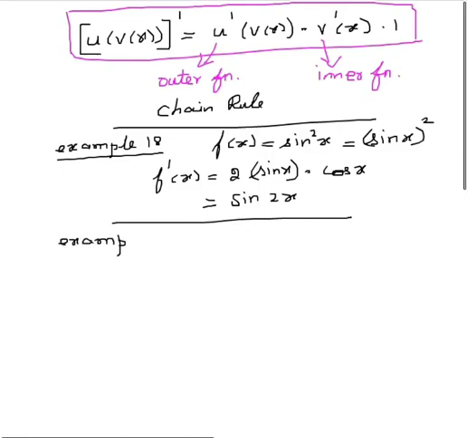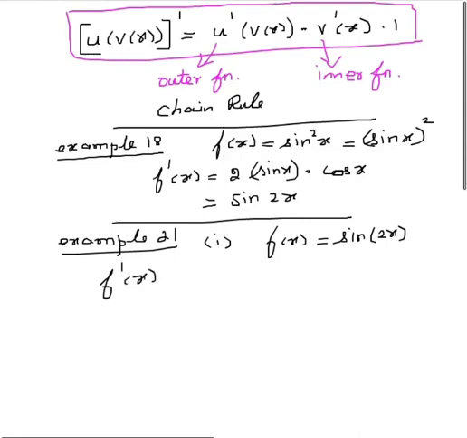Example 21. We'll do the first subdivision. f of x is sin 2x. This is also a composition of two functions. We will use chain rule to differentiate this function. The outer function is sin x, and the inner function is 2x here, whereas in the previous question, the outer function was the square function and the inner function was the sin x function. Here this is the outer function and this is the inner function.